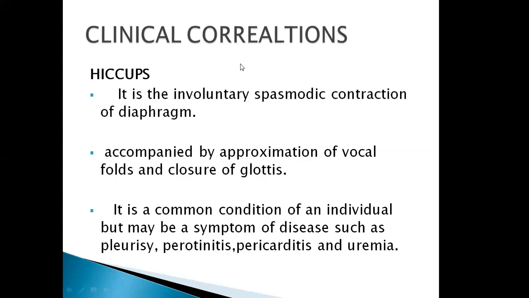What is the nerve supply of the diaphragm? The motor supply is from the right and left phrenic nerve, C3, 4, 5, and the sensory supply at the center is from the phrenic nerve, and the peripheral part is from the lower 6 intercostal nerves. Very good.